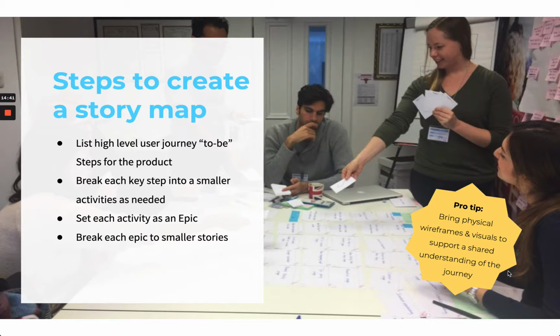There are a couple of steps to create a story map, which is a very important artifact that you want to get out of this step. First, if you already have your to-be user journey, just bring it to the room and list the high-level parts of that. Then break each key step into smaller activities as much as is needed.